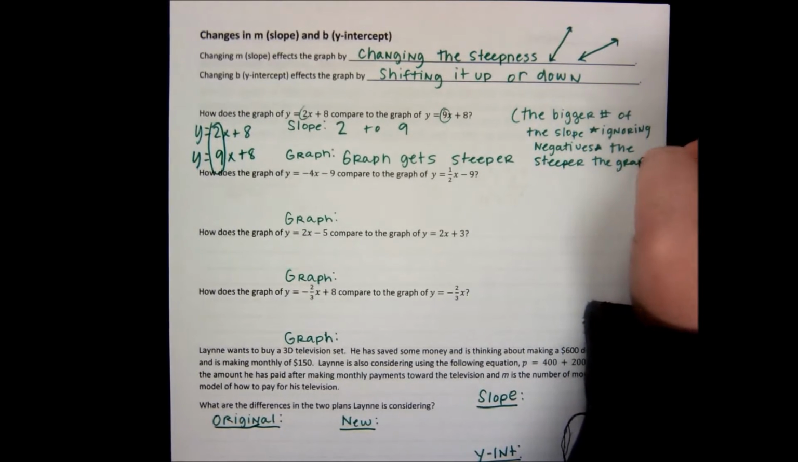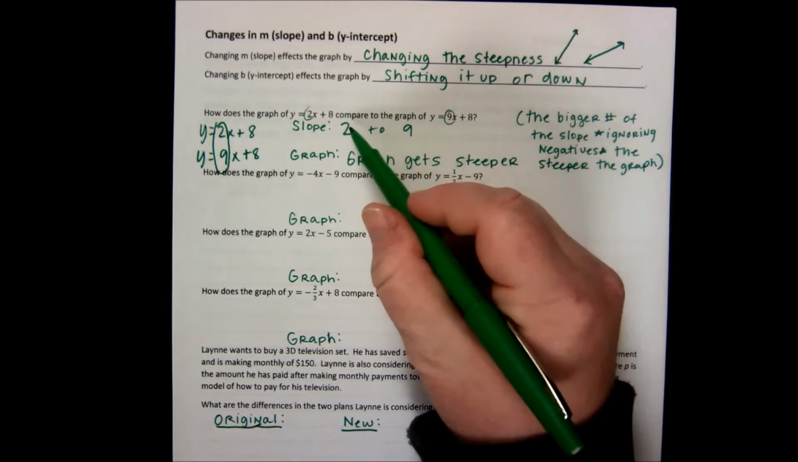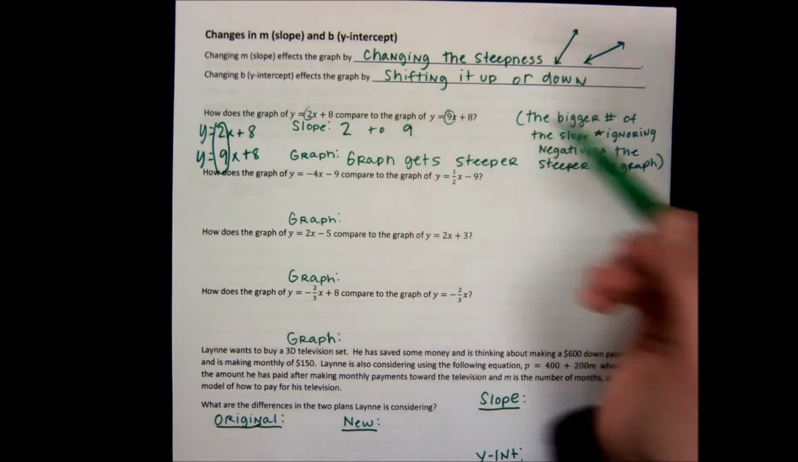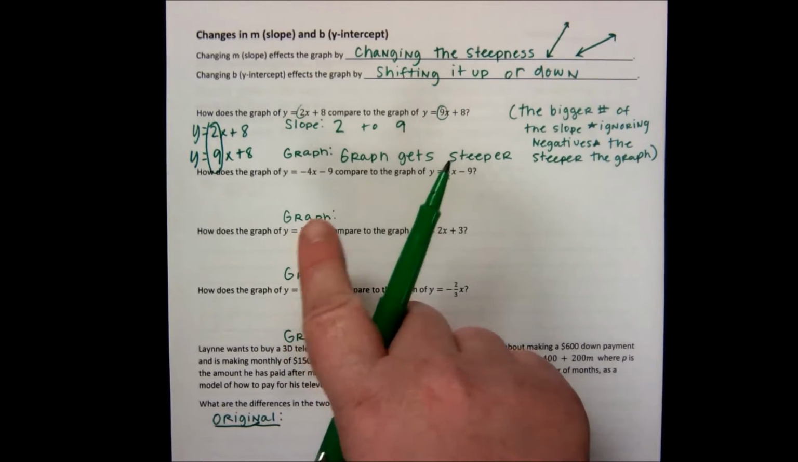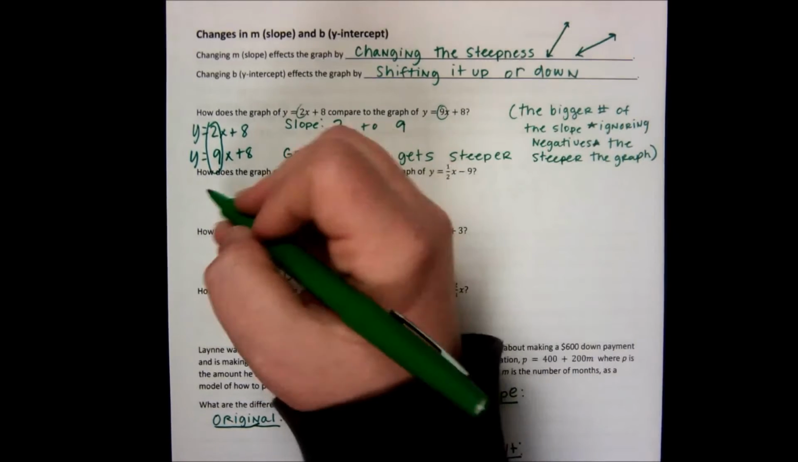So without even graphing it, since I know that 9 is bigger than 2, this graph is going to be steeper than the graph with the slope of 2x. So let's look at the next one.